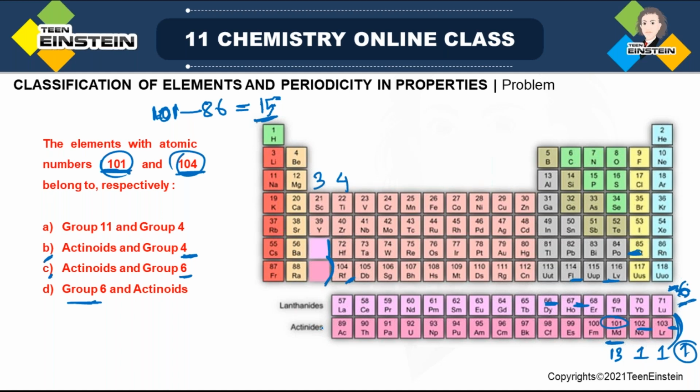Suppose the options are not there, and for 104, as 13 electrons have already been placed, the maximum capacity is 2 more electrons. So it cannot be in actinides. It should be after group 3, which is at the 7th period ending at lawrencium, Lr, atomic number 103. So it must be the next element. And which group? Group 4. So considering all these facts, you can say this should be the correct option. Okay.